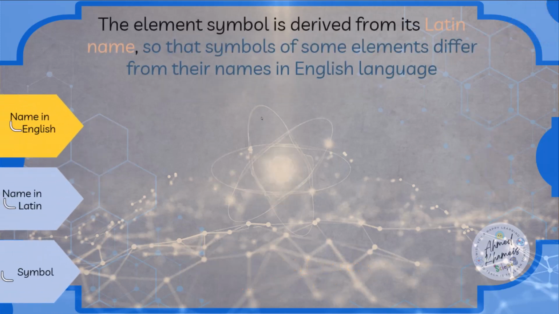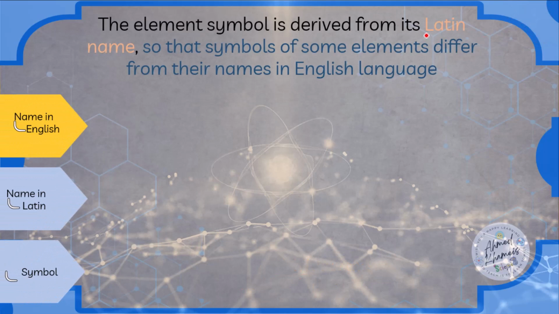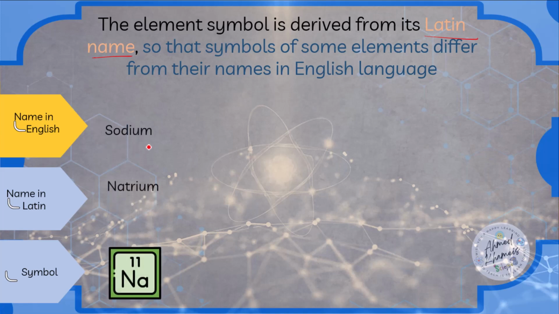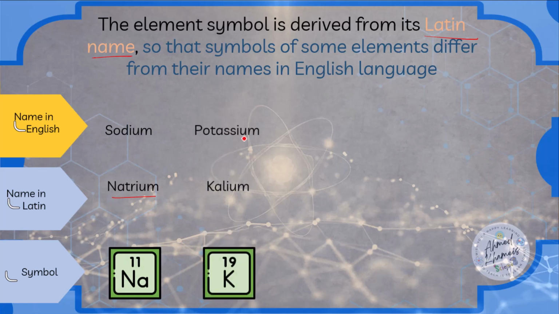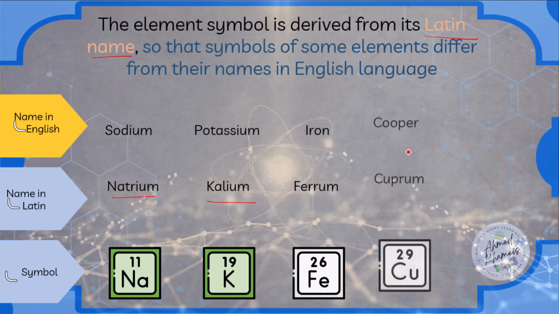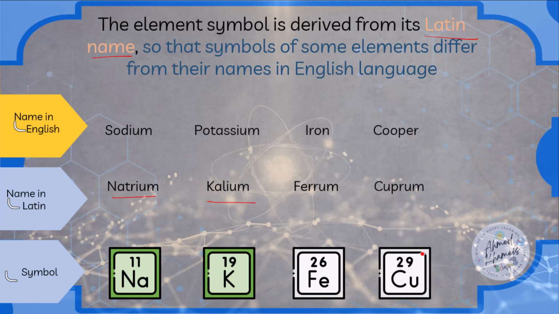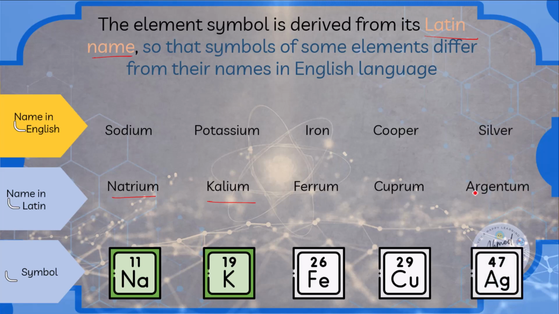And notice that the element symbols are derived from the Latin name, so their symbol may differ from their name in English. So sodium, natrium, Na; potassium, kalium, K; iron, ferrum, Fe; copper, cuprum, Cu; silver, argentum, Ag.